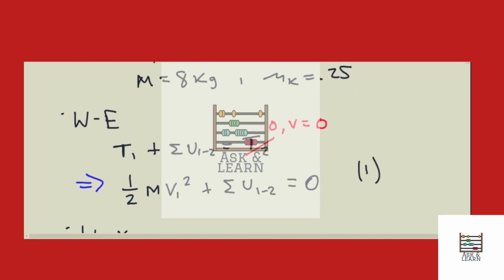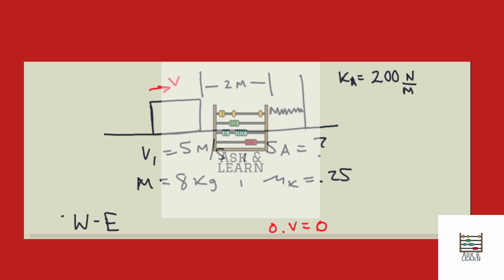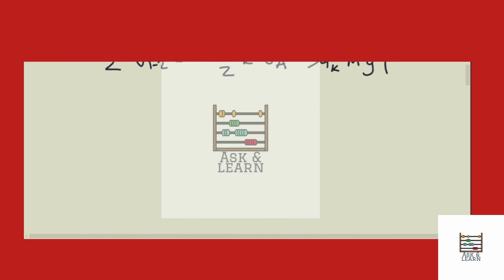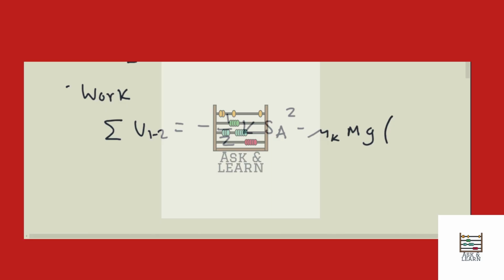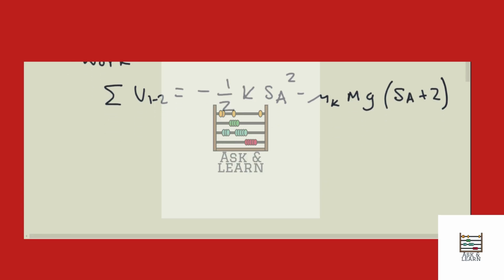If you think about it, initially it's 2 meters away from the spring, and then it'll hit the spring and launch, with the spring compressing a certain distance SA. So the distance for the friction will be SA plus that initial distance of 2. Then we can just plug in some numbers to make it a little easier.